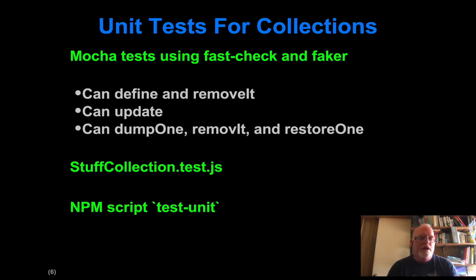We also added unit tests for the collection using Mocha tests, fast check, and faker to create realistic data. So we check that we can define and remove an object from the collection. We check that we can update the collection, and we check that we can dump one, remove it, and then restore one. That is stored in the stuff collection.test.js file. And we've added an npm script to our package.json that's test unit, so you can run the test unit and it'll run all the unit tests.